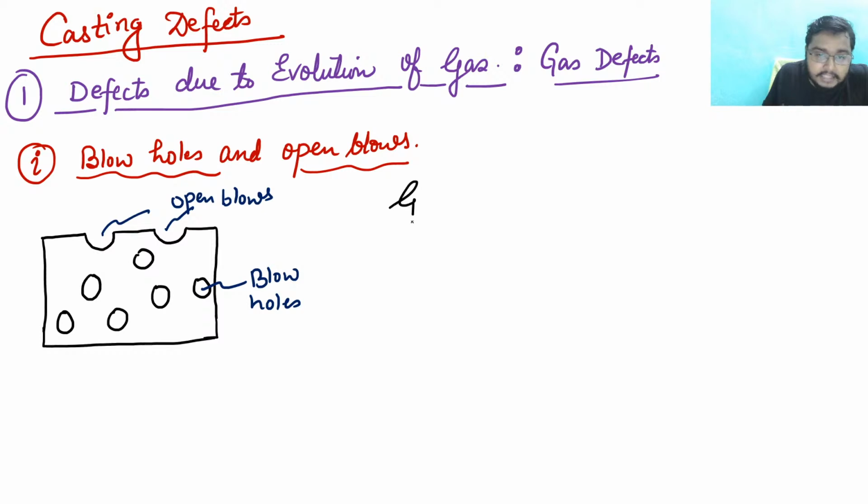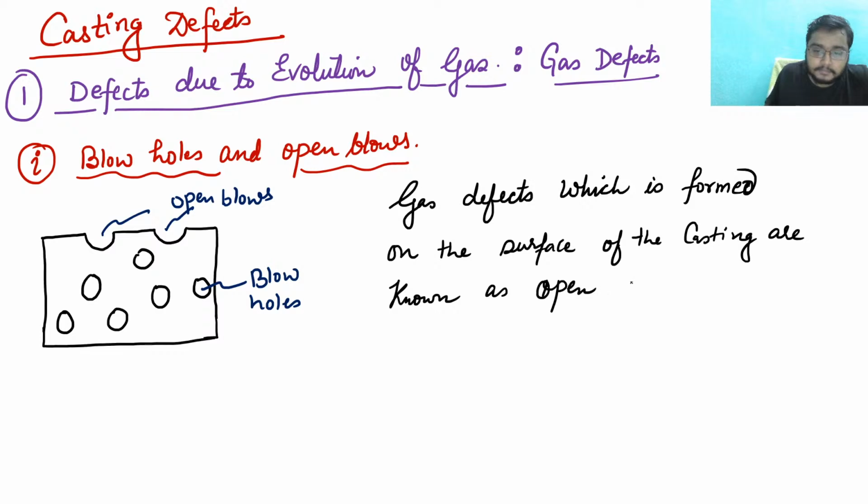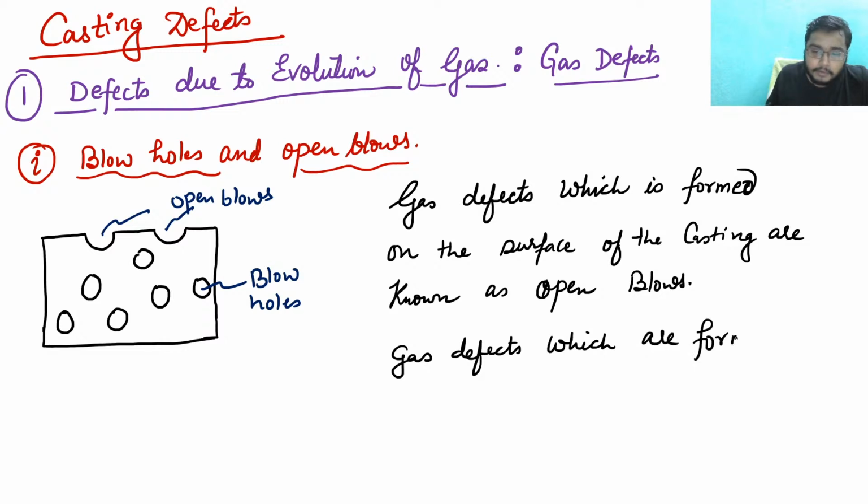Clear? So let me write it here. Gas defects which are formed on the surface of the casting are known as open blows, we have seen. And whichever gas defects are formed inside it are known as blowholes, right? So we can say that gas defects which are formed inside the casting are blowholes.